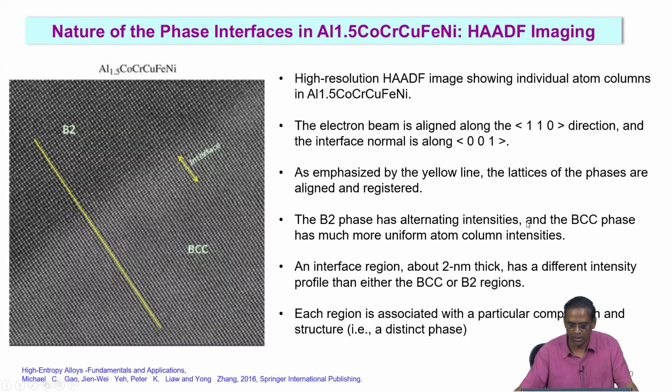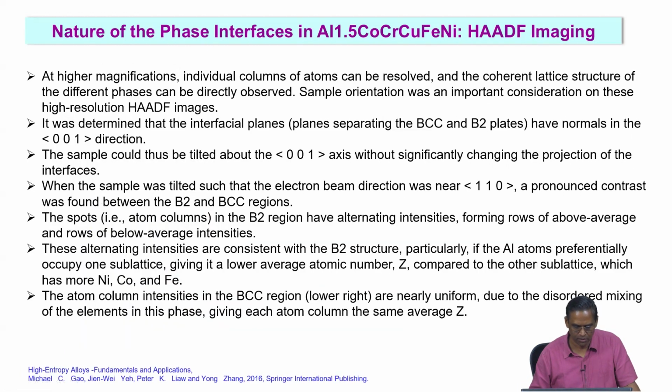And the B2 phase has alternating intensities, and the BCC phase has much more uniform atom column intensities. So you see that all the atom columns have uniform intensity here, but here it is alternating, okay, because of the B2 phase. So the interface region is about 2 nanometers thick and has a different intensity profile than either the BCC or B2 regions. Each region is associated with a particular composition and structure. I'll go back to this.